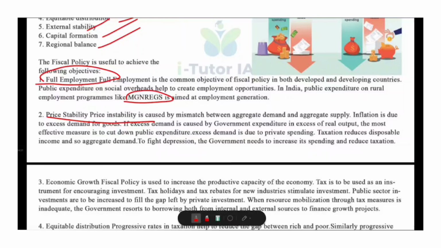And during depression or recession, there is low demand. So that leads to falling price. Government increases spending, government reduces taxes and people have more money, therefore demand rises. So fiscal policy is used like a remote control to balance demand and price levels.